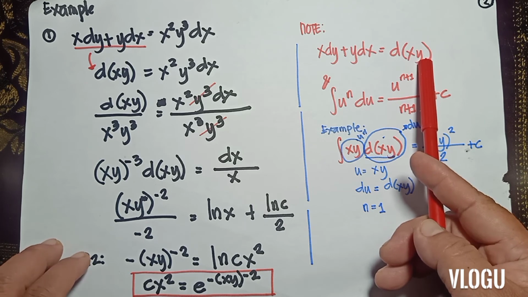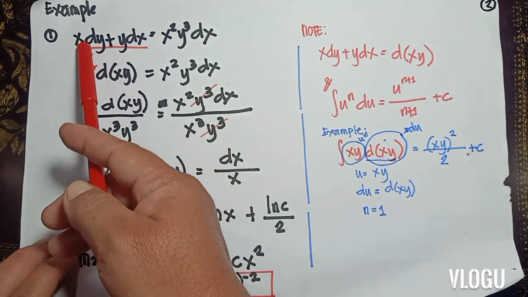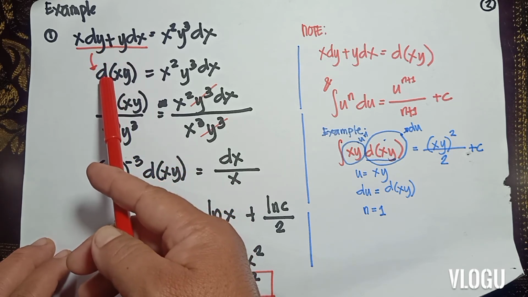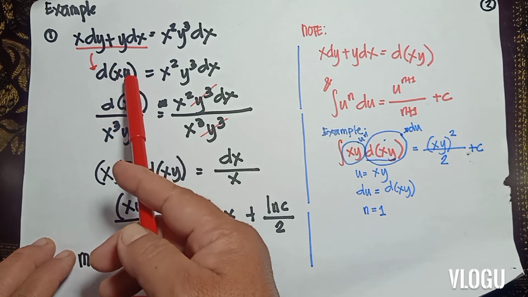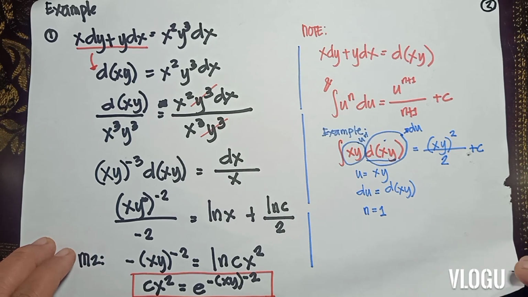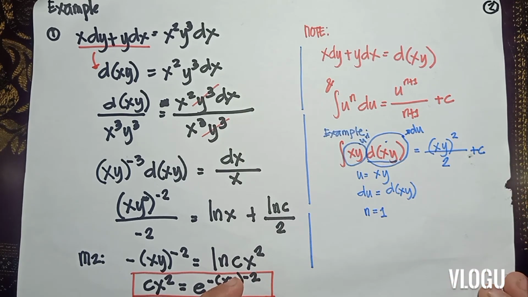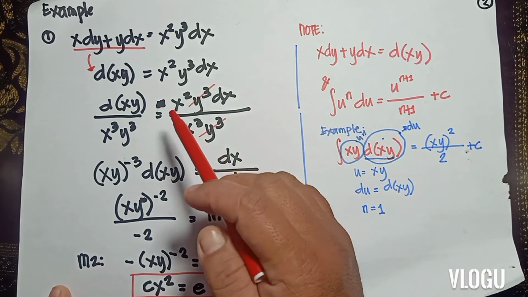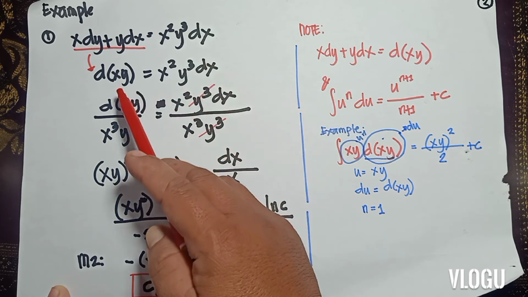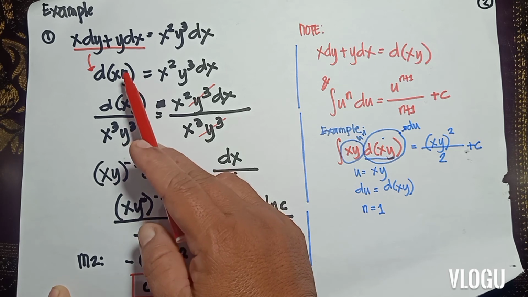That's the reason in our second line we have x dy plus y dx, and we change that into its new form, the derivative of xy. That is from this formula. So from our given, we have x squared y cubed dx. So our du is equal to the derivative of xy. That is our du.